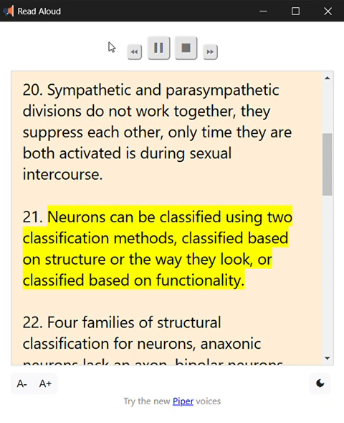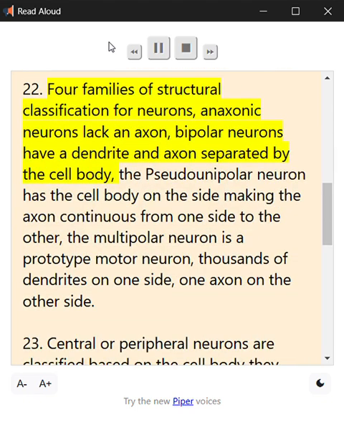21. Neurons can be classified using 2 methods: based on structure, or the way they look, or based on functionality. 22. There are 4 families of structural classification for neurons. Anaxonic neurons lack an axon, bipolar neurons have a dendrite and axon separated by the cell body. The pseudo-unipolar neuron has the cell body on the side, making the axon continuous from one side to the other. The multipolar neuron is a prototype motor neuron, with thousands of dendrites on one side and one axon on the other side.